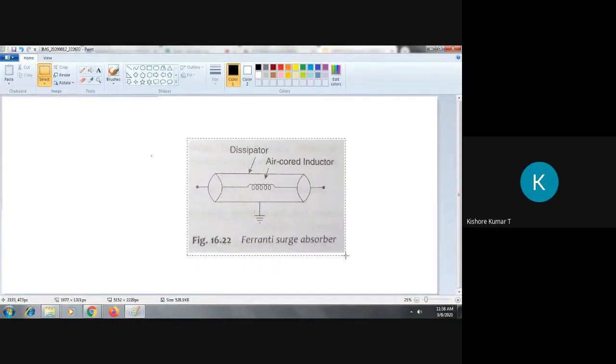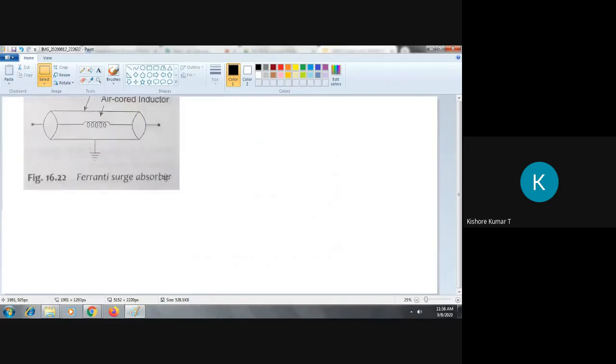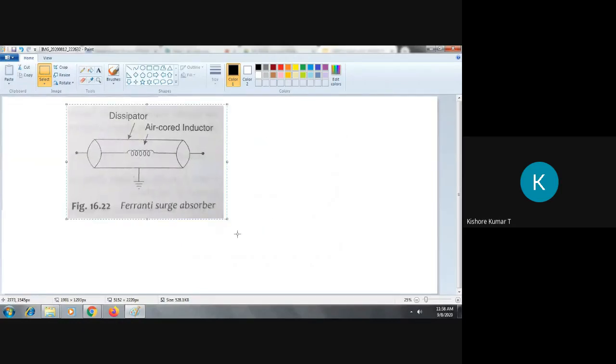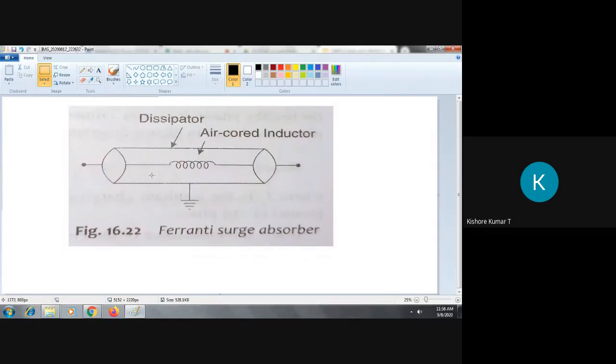Now see here, this is a simple arrangement of a surge absorber. Where there is a cylindrical dissipator located and an air-cooled inductor.